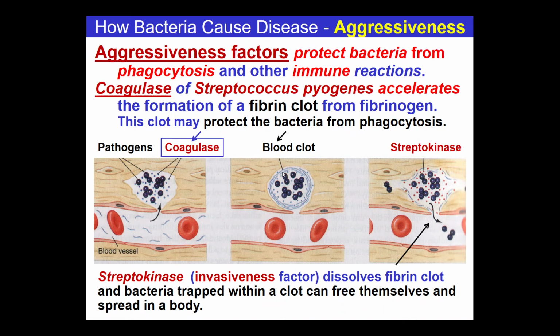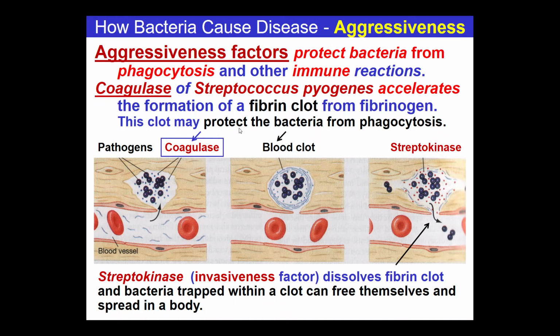Coagulase makes fibrinogen form a fibrin polymer, and this polymer serves as a net protecting the clot from being destroyed by human or bacterial enzymes. It means coagulase of Streptococcus pyogenes accelerates the formation of the fibrin clot from fibrinogen.